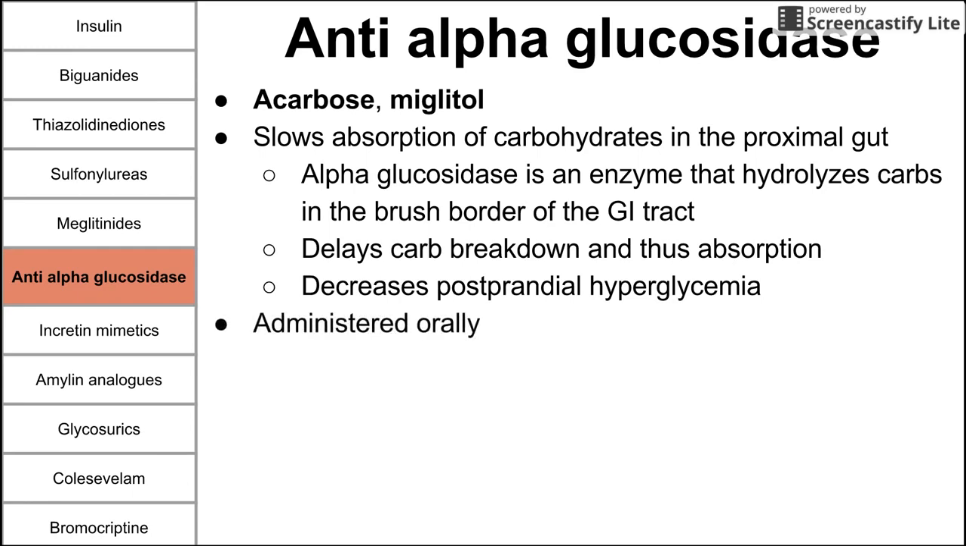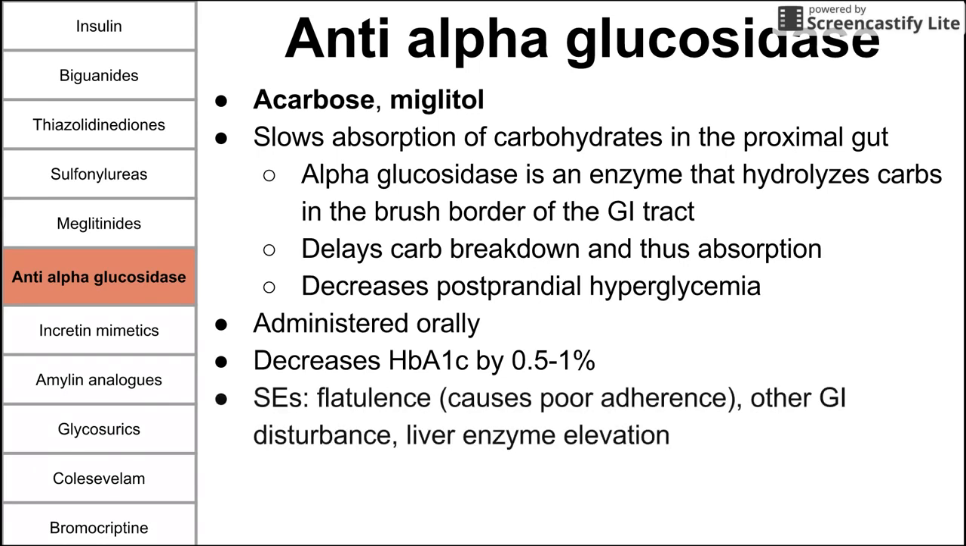They're again administered orally. You want to get them into the GI tract. They decrease the HbA1c percentage by a modest amount, 0.5 to 1%. And one of the big cons of using these drugs are the severe flatulence and other GI disturbances that you get by using this, which kind of makes sense. You're kind of feeding your gut bacteria a bunch of glucose that you're failing to absorb. So people tend to have gas, and that causes poor adherence to these drugs.